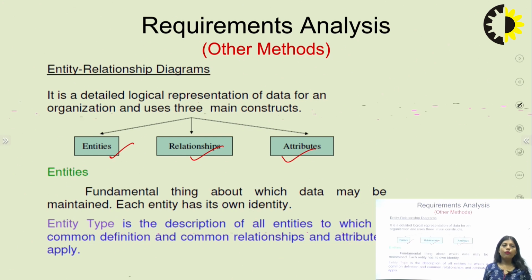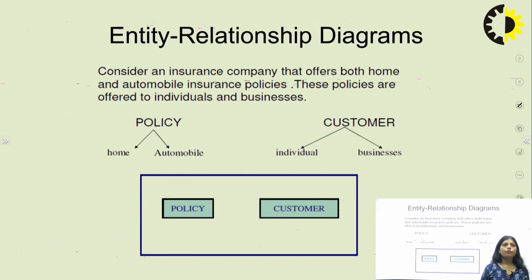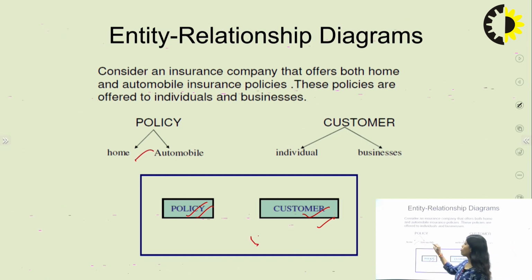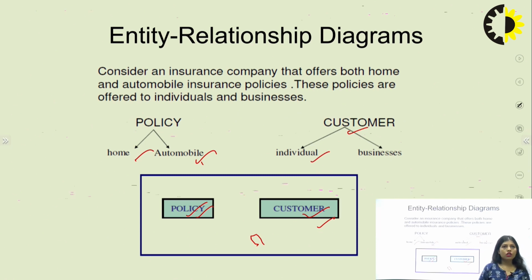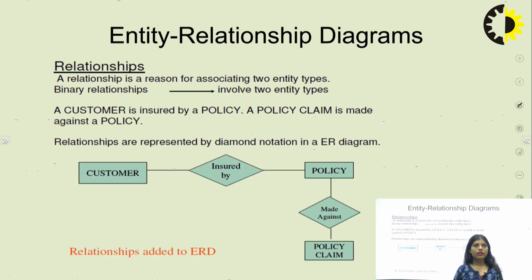First is entity. An entity is a fundamental thing about which data may be maintained. So an entity is an object. Like policy is an entity and customer is an entity. This is an example of an insurance company that offers both home and automobile insurance policies. So for policy, we have home policy or automobile policy, and for customer, we have individual customers, or the customer can be a business. So these are the entities.